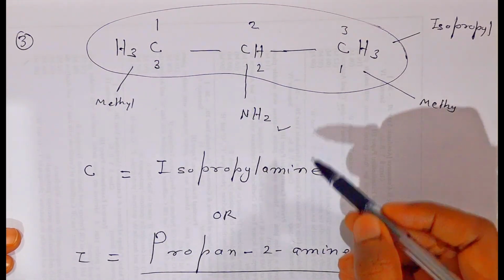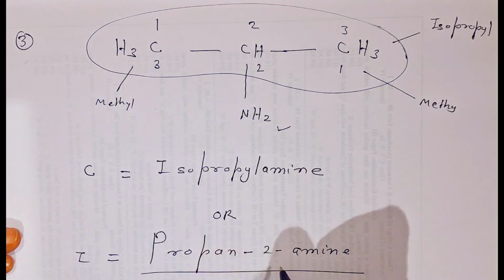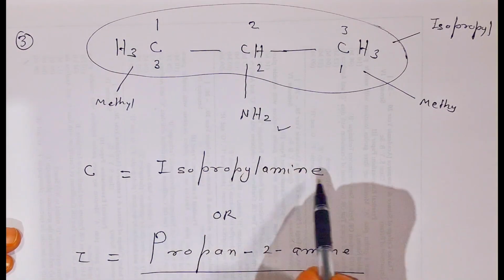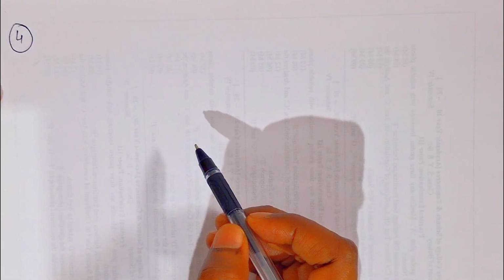So propane 2 amine is nothing but isopropyl amine, students. Sometimes in examinations, in match the column, they may ask, so you should know isopropyl is nothing but propane 2 amine. If it is N-propyl amine, that is propane 1 amine. So this is a very important molecule, students.